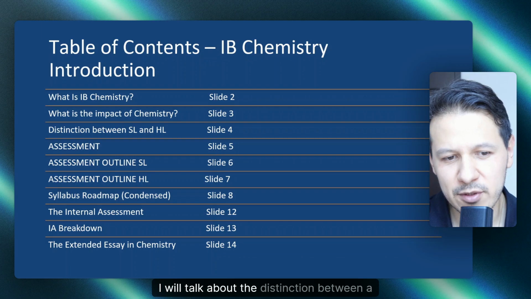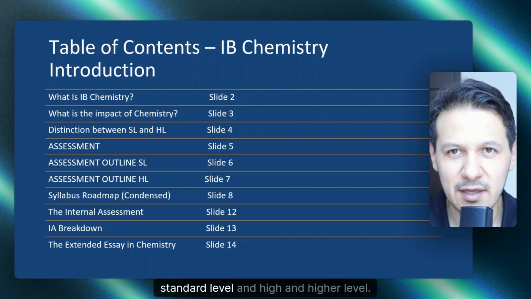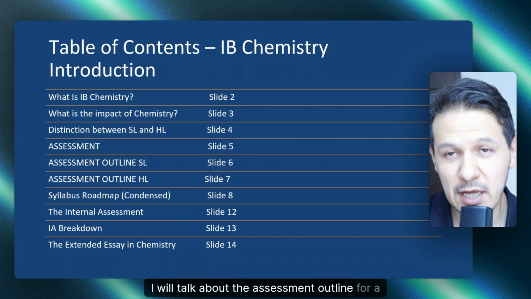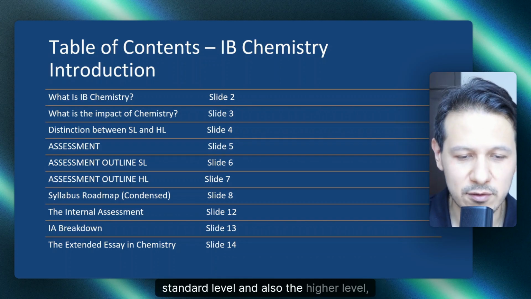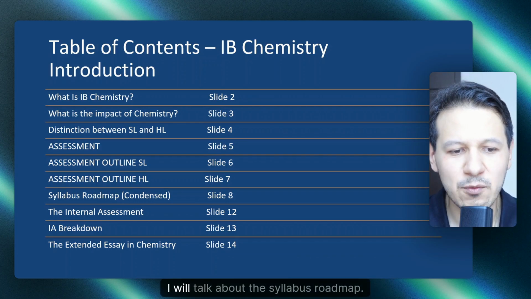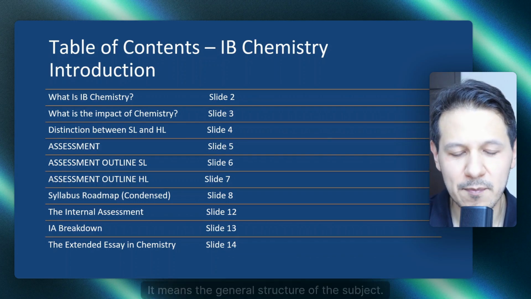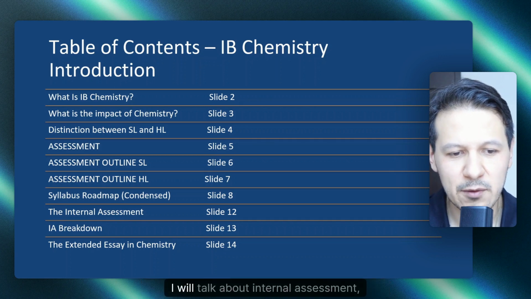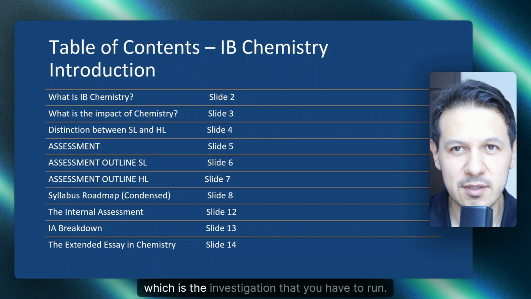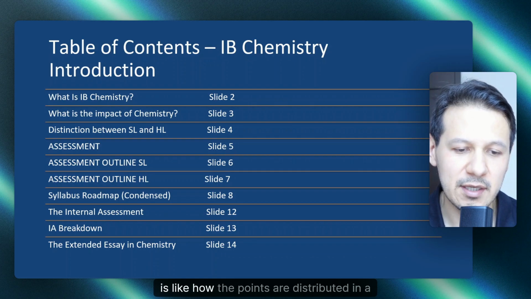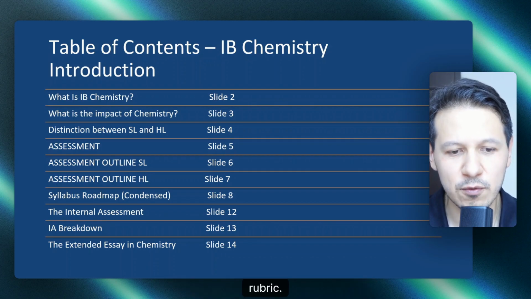I will talk about the distinction between standard level and higher level. I will talk about the assessment outline for the standard level and also the higher level, which are different, and you need to be aware of this. I will talk about the syllabus roadmap, which means the general structure of the subject. I will talk about the internal assessment, which is the investigation that you have to run, and the internal assessment breakdown, which is how the points are distributed in a rubric.